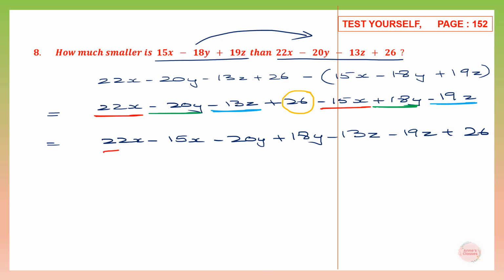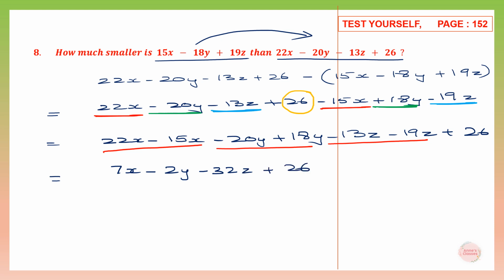So now let's work on the like terms. Here we have 22x minus 15x, 22 minus 15. That's 7x. Now let's go to the next one. Minus 20 plus 18. Put the sign of the bigger number and subtract. 20 minus 18 is 2, so 2y. Go to the next one. Minus 13 minus 19. Signs are the same. Put the same sign and add. 13 plus 19 is 32. 32z plus 26. So this is our final answer.